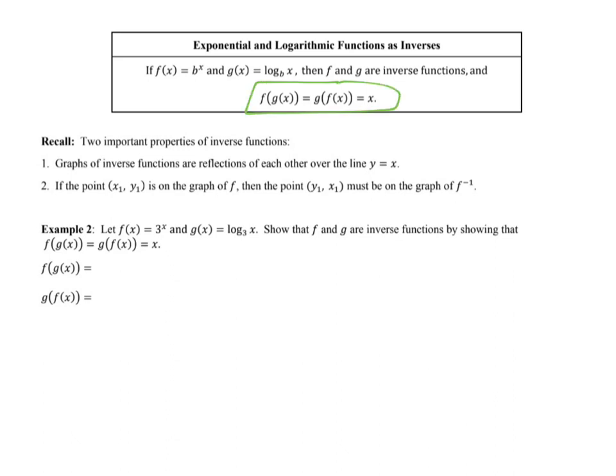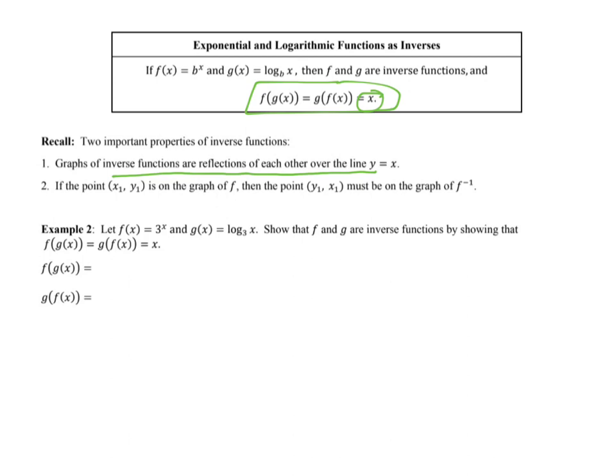If the two functions are inverses and I nest them inside each other, like we did last week when we did composition of functions, f of g of x or g of f of x, it doesn't matter which one's outside and which one's inside. The result should be x. If they are truly inverse functions, then the composition of them will give me x. Okay? It says graphs of inverse functions are reflections of each other over the line y equals x. If the point x1, y1 is on the graph of f, then the point y1, x1 must be on the graph of f inverse. I should be able to swap input and output on an inverse function.